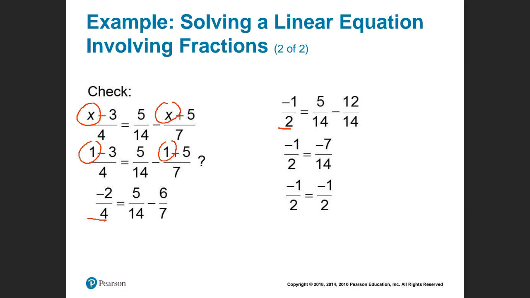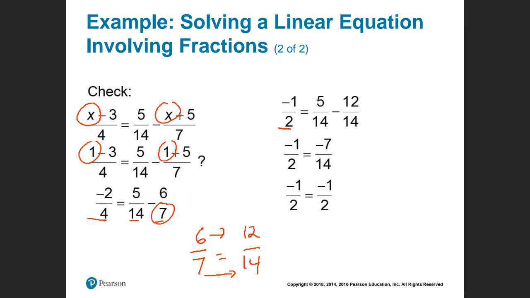Now on the right side, the denominator is different, 14 and 7. So we have to put them to the same denominator. Check 6 over 7: it becomes denominator 14. So negative a half equals 5 over 14 minus 12 over 14. Look at 6 over 7 becoming denominator 14: you times by 2 on the bottom, so you times by 2 on the top.